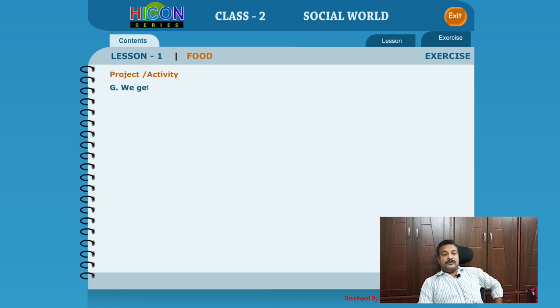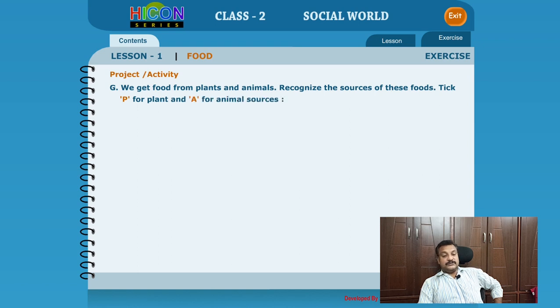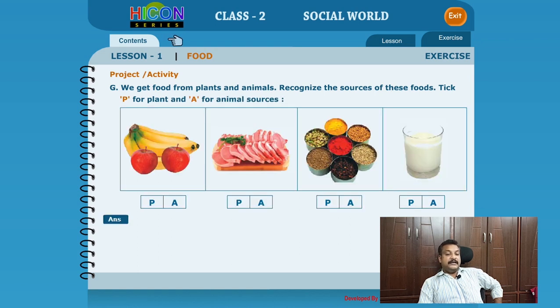So now we have come on to the last activity here. We get food from plants and animals. Recognize the sources of these food. Check P for plants, A for animals. Okay. So what we need to do is, in the lesson we have learned we get food from both plants and animals. So here are some food items given. What we need to do is identify whether we get them from animals or plants.